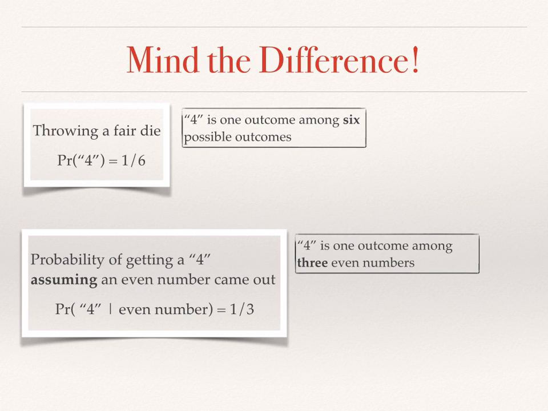And contrast this with the conditional probability statement. For example, the probability of getting a 4, assuming that you got an even number. Since the condition here is that you got an even number, and there are 3 even numbers, the probability of getting a 4 in this case is 1 over 3. And so this second probability statement is an example of a conditional probability, because the probability of getting a 4 is conditional on the assumption that you got an even number.